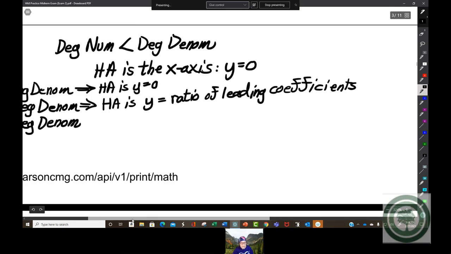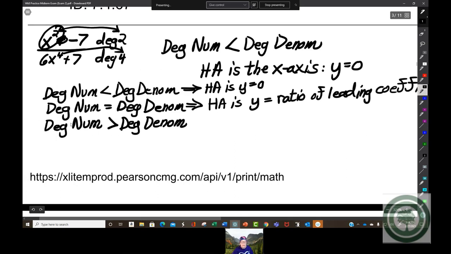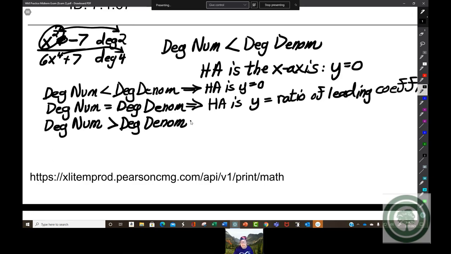Okay, and in the third instance, where the degree of the numerator is greater than the degree of the denominator, there is no HA. Boom. Just those three cases. Thank you. You're welcome.